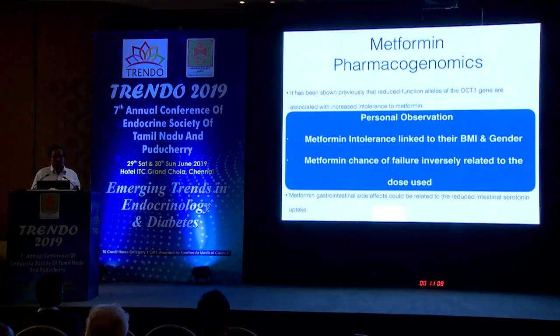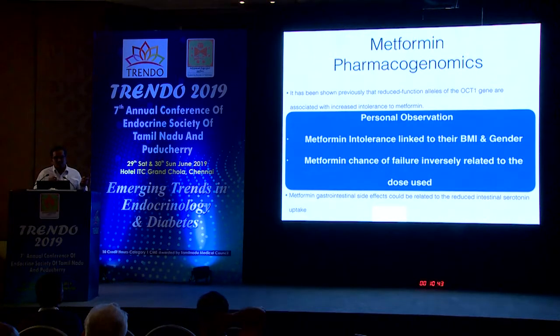Two important personal observations, not backed by hardcore scientific data: that metformin intolerance is linked to BMI and gender. The lower your BMI, the lesser you will be able to tolerate the metformin dose. So if you have somebody who's got a BMI of 20, 21, if you put them on a 1 gram BD dose, they are likely to have more side effects compared to somebody who's got a BMI of 28, 30. Females generally have a higher tendency to develop metformin intolerance compared to males.